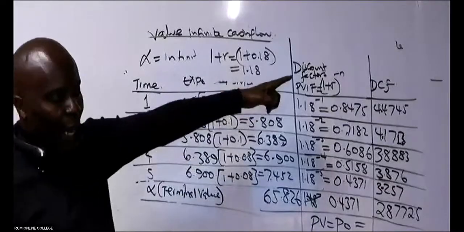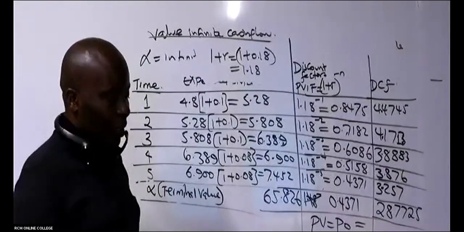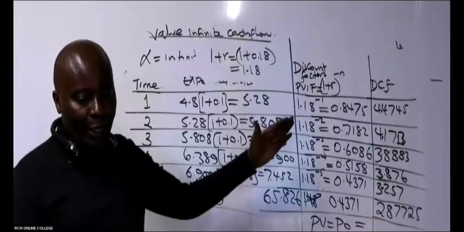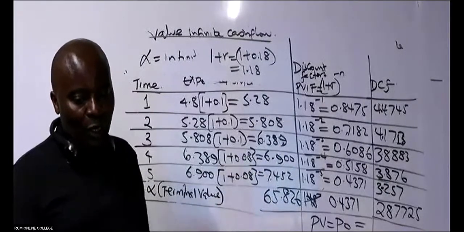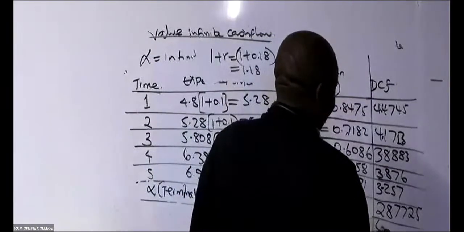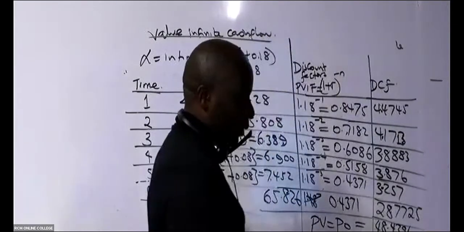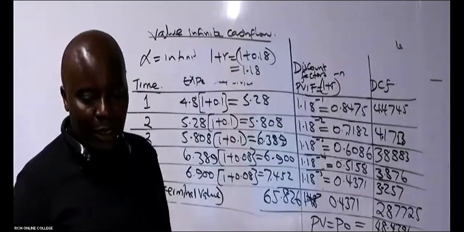You add everything now. Thank you so much. Now you add everything. So according to Pius, we have 48.4396.